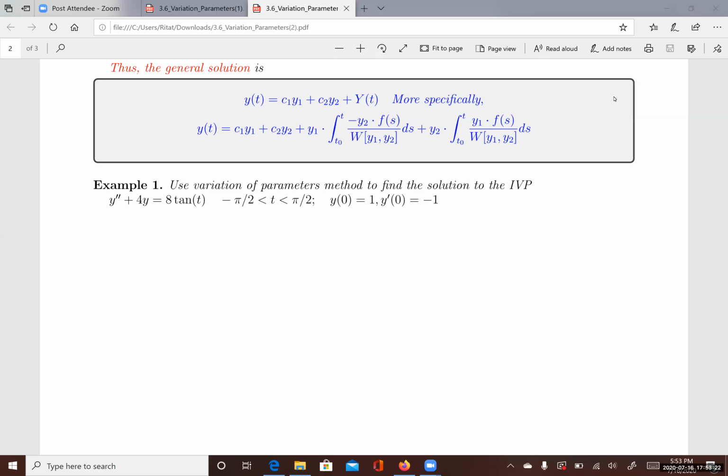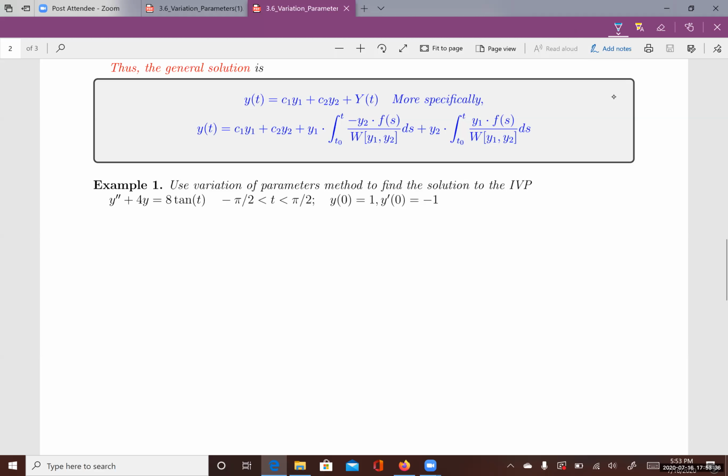This is an example of how we can use the variation of parameters method to solve a second order linear ordinary differential equation. So let's look at this differential equation. Second order linear ordinary, and we want to use the variation of parameters method.